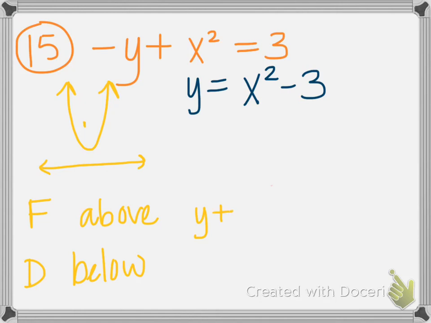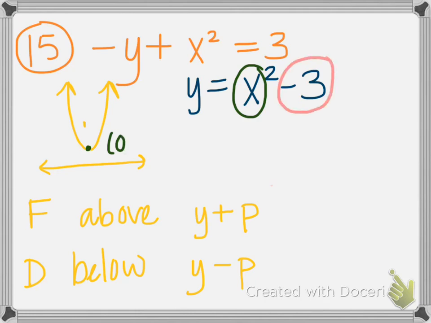So if the focus is above, that means we're going to take the y and add the p-value to move up. If the directrix is below, we're going to take the y value of the vertex and subtract p to move down. P, remember, is the focal length, the distance from the vertex to the focus or from the vertex to the directrix. So I have to figure out what y is. In this situation, the vertex is going to be 0 for the x value because there's nothing in parentheses with the x. But it's going to be -3 for the y value because there's a minus sign after the squared.